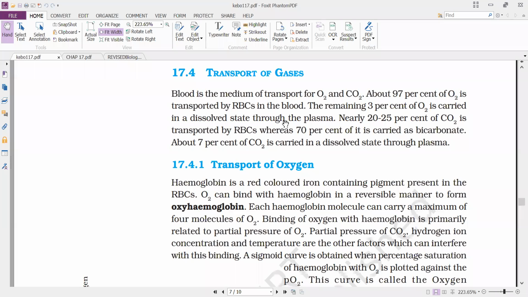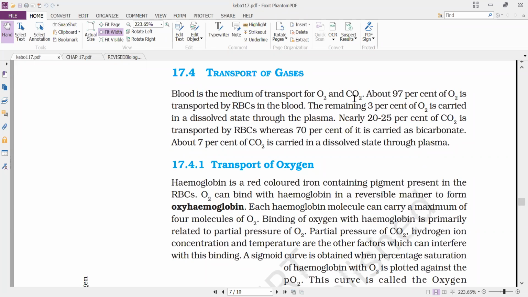So how the transport of gases will occur? Blood is the medium of transport for oxygen and carbon dioxide. As we are talking about the transport of gases in humans, the structure that is majorly involved in the transport of gases is the blood. In the blood also, in different ways, the transport of respiratory gases will occur.